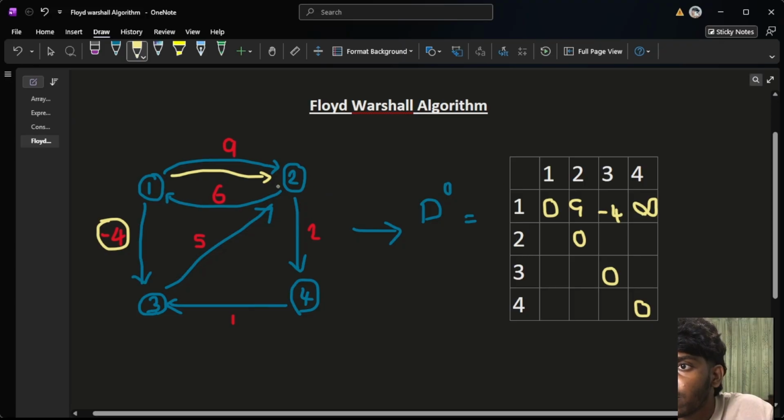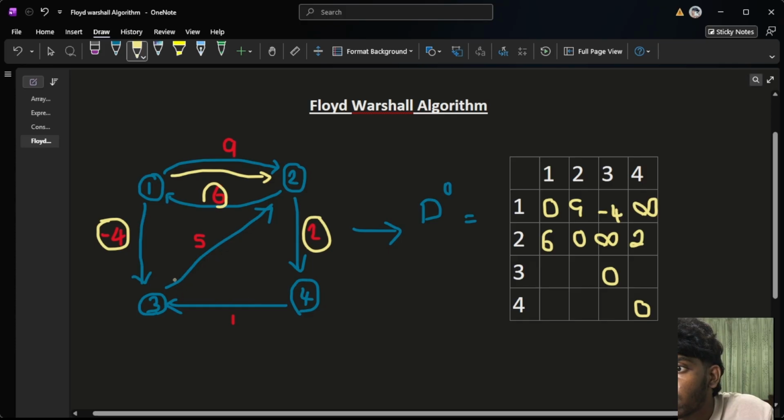And this row, from 2 to 1, it is 6, you can see. And then 2 to 3, right here there's no direct edge for the 2 to 3. Therefore we are going to mark it as infinity. And 2 to 4, it is 2.